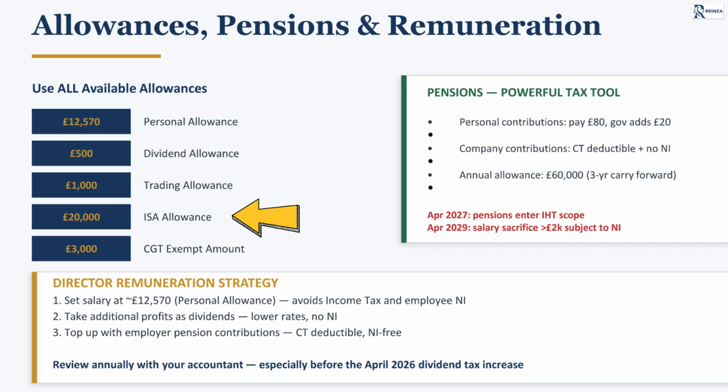The ITSA allowance of £20,000 means all income and gains within an ITSA are completely tax-free, and the CGT exempt amount of £3,000 per year should be used by spreading asset disposals across tax years where possible.